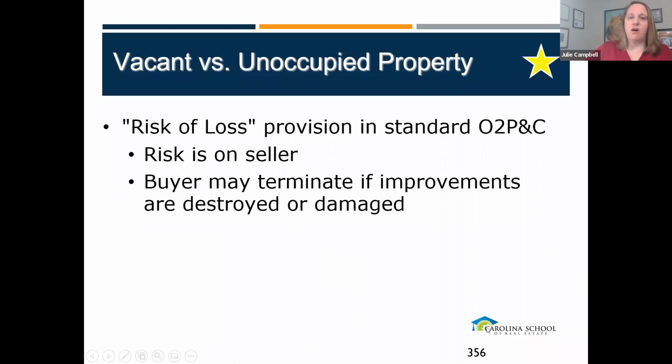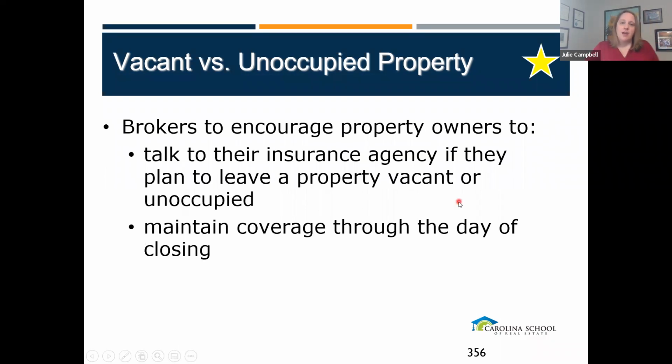Questions on this? Risk of loss? Again, making sure we understand vacant versus unoccupied properties. Again, it's my opinion, this is the whole reason why we brought this unit back to pre-licensing. You guys have an advantage now over lots of agents out there that didn't have this in pre-licensing. Hopefully when they brought it back, they mentioned it in CE.